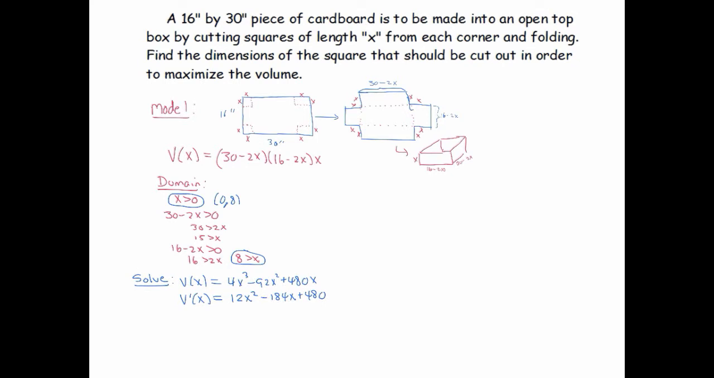Alright, so critical points are going to occur where the derivative is either undefined or 0. This derivative is defined everywhere, so we'll just set it equal to 0. And one thing you may notice is that there's probably a common factor in the 12, the 184, and the 480. And after a little thought, I think you'll see that the common factor is a 4. So this is just 4 times 3x squared minus 46x plus 120.